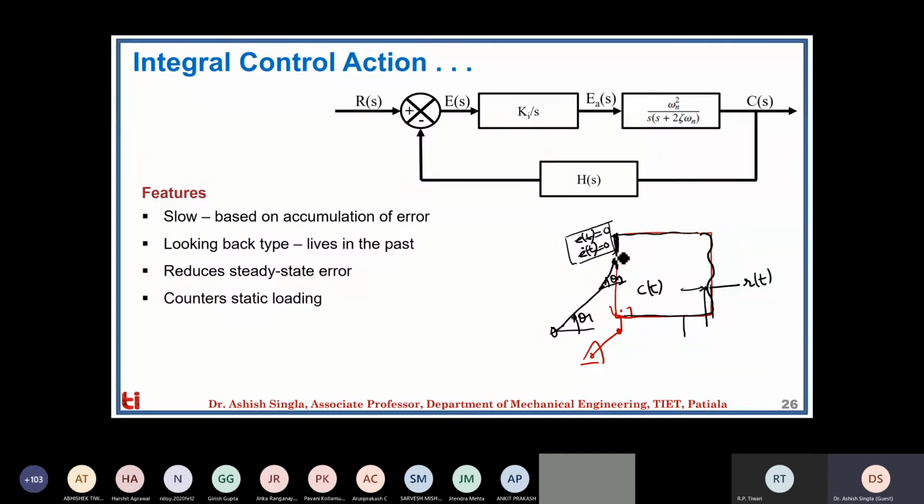Otherwise, what will happen? When there is no output, the robot will try to fall down. At the next instant there will be error, so it will try to achieve the position again. So you will have a jerky motion like this.